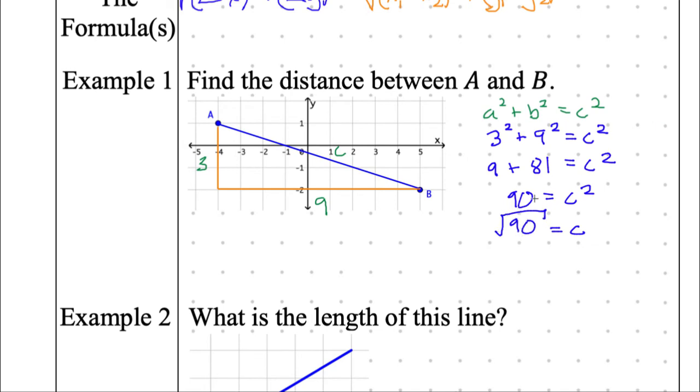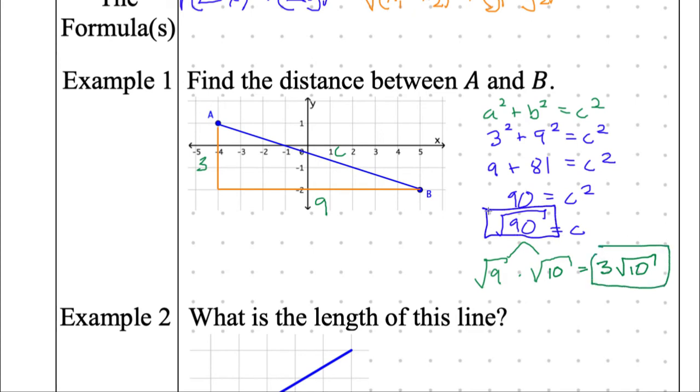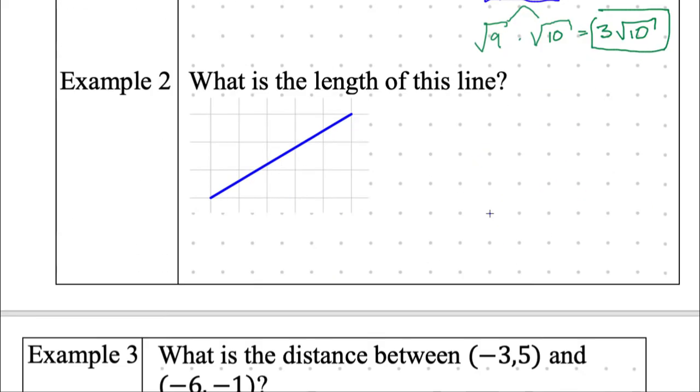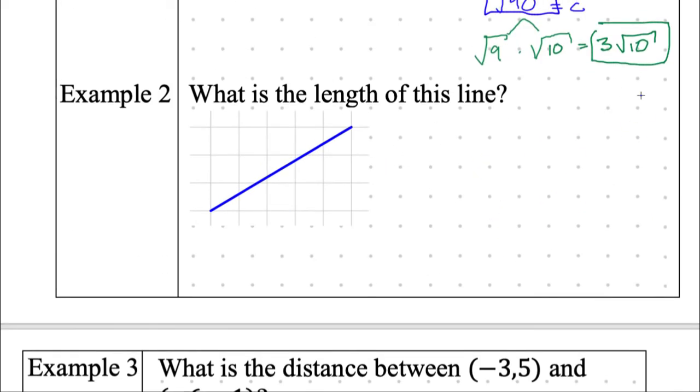This can be simplified. Again, this is your answer in Khan Academy. You choose this, you're done. But the square root of 90 is really the square root of 9 times the square root of 10, and that's equal to 3 square root of 10, which is my final answer. But again, that's Khan Academy's final answer. Example number 2. Again, try it on your own, but here's how you solve it.